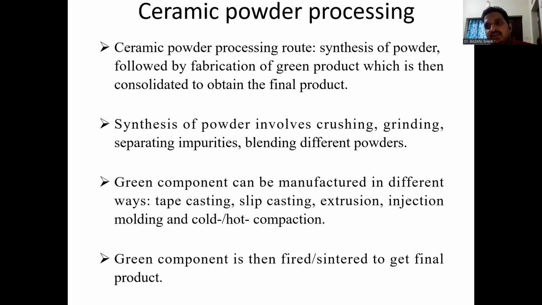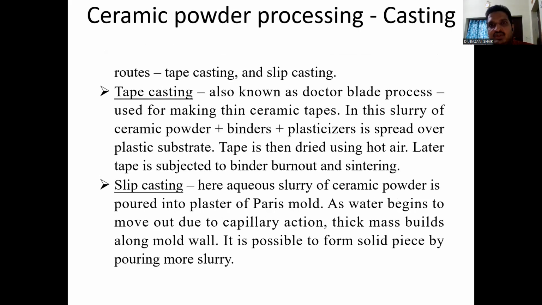Generally, we know that for any material, after sintering, it will be cooled in order to get the final shape in solid state. Ceramic powder processing includes casting routes: tape casting and slip casting. Tape casting is also known as the Dr. Blade process. It is used for making thin ceramic tapes. In tape casting, a slurry of ceramic powder, binders, and plasticizers is spread over a plastic substrate. The tape is then dried using hot air. Later the tape is subjected to binder burnout and sintering.